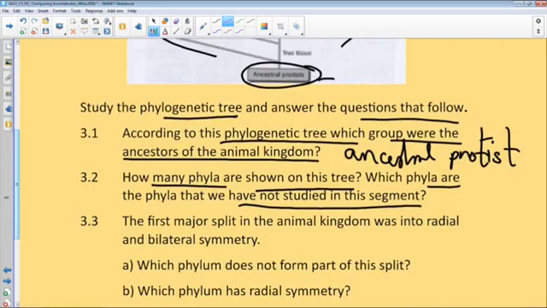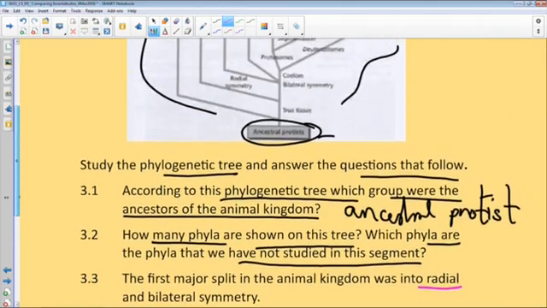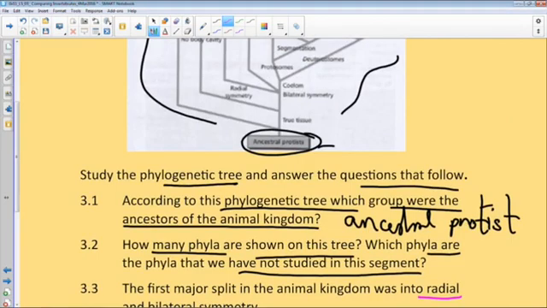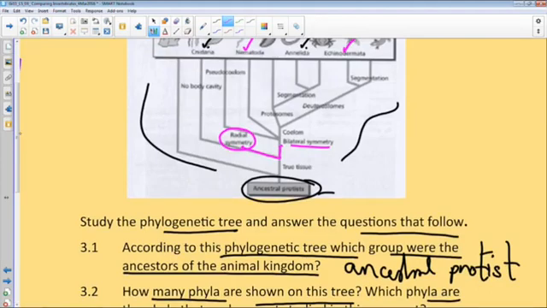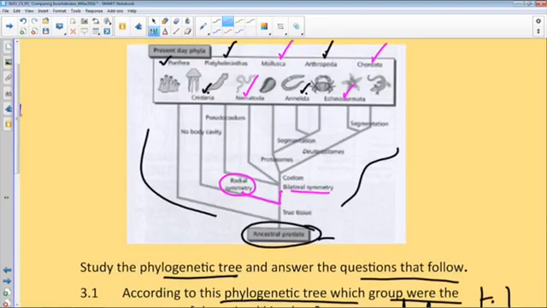3.3. The first major split in the animal kingdom was into radial and bilateral symmetry. So if we go back up to this diagram, it shows you that the first significant split was here, where they showed radial symmetry and bilateral symmetry. So if you look at this, here we've got, to the left of this diagram, all the organisms along this branch being classified according to radial symmetry. If we go further up, on the left hand side of this branch, we're seeing these organisms all having the common characteristic of being bilaterally symmetrical.